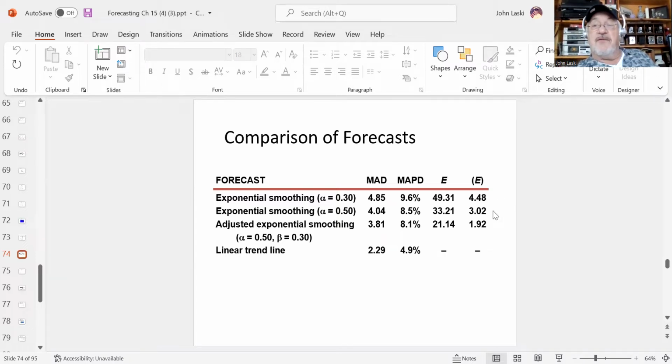Exponential smoothing using 50, we equally weight demand and forecast data, a bit smaller error. Adjusted exponentially smoothed data, adding the underlying trend, even smaller. And then looking at it in terms of percent, look what gives us the smallest mean absolute percent deviation of the techniques we're using. Linear trend line.